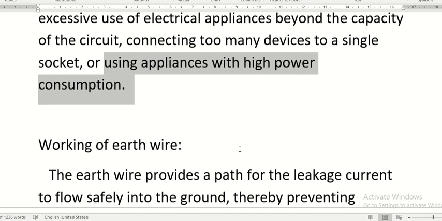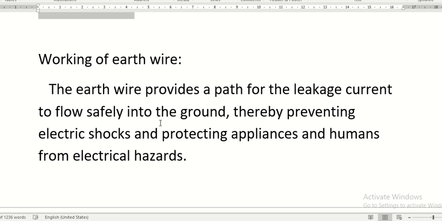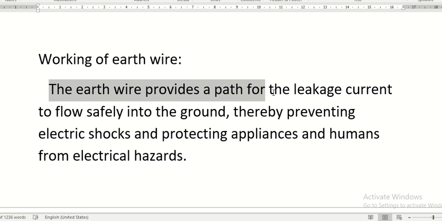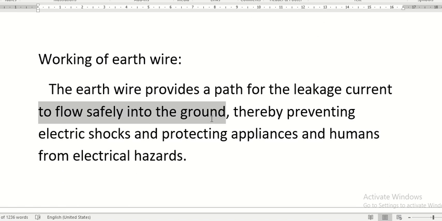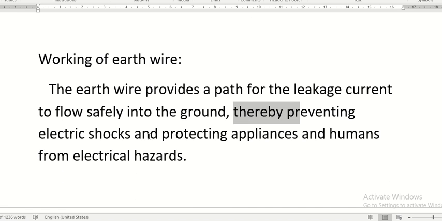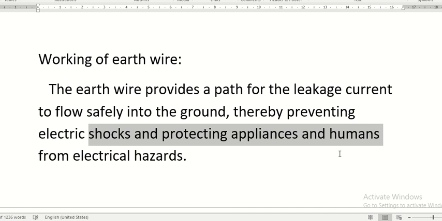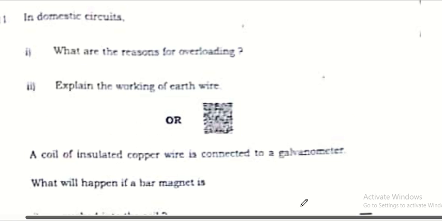And the second one is, explain the working of the earth wire. The earth wire provides a path for leakage current to flow safely into the ground, thereby preventing electric shocks and protecting appliances and humans from electric hazards.